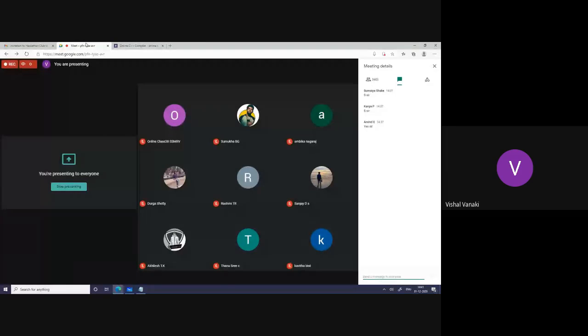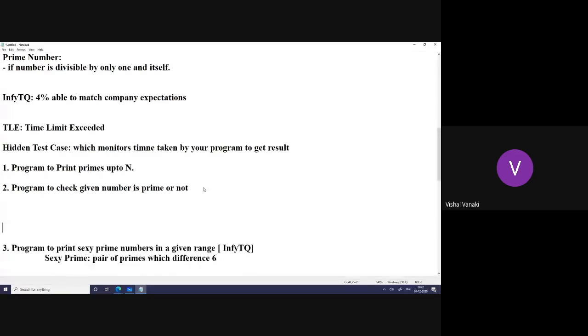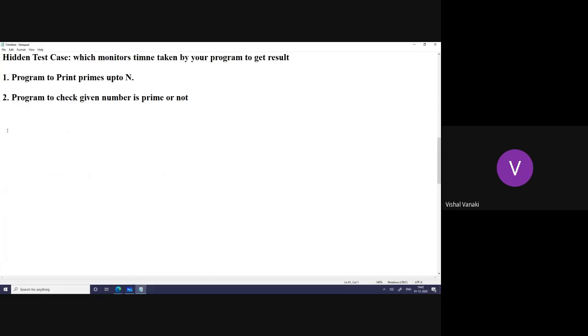Okay, done. So if it is done, let's move on to the next example: a program to check whether the given number is prime or not. Now, this example is very simple. You can do it in an easier way. We will write a function called is prime.